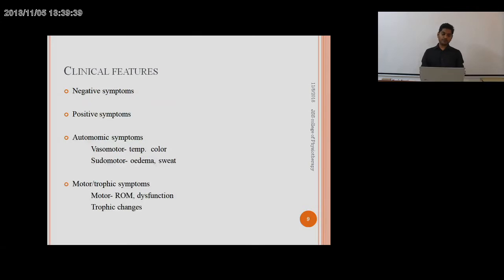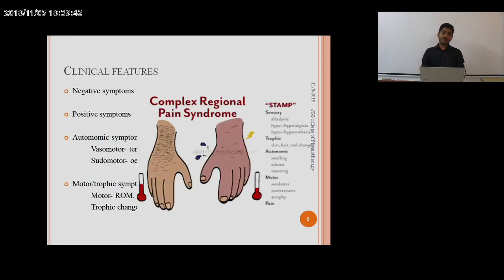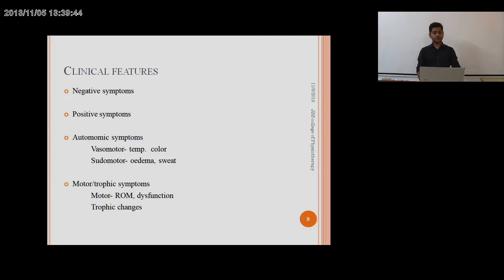When it comes to clinical features, there are negative symptoms, positive symptoms, autonomic symptoms, and motor or trophic symptoms. When it comes to negative symptoms, there was a study done by Jensen et al., a review of literature on neuropathic pain with a new perspective. He has defined negative symptoms as sensory symptoms. All this allodynia which a patient complains of falls in negative symptoms. Positive symptoms are hyperalgesia, and hyperesthesia is also in positive symptoms.